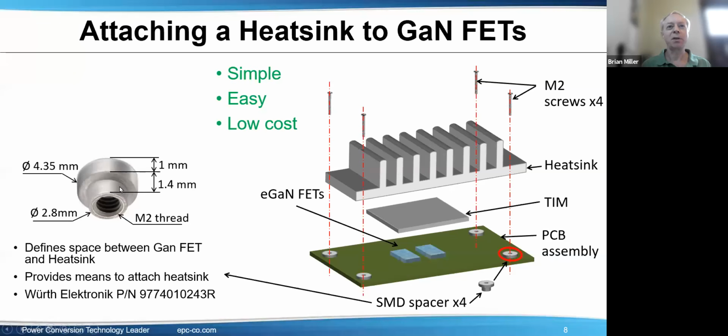Here's a side view. This part, the thin part, goes into the board. The thicker part sticks out of the board, a 1 millimeter section. That creates a 1 millimeter gap. The GaN FETs are less than 1 millimeter, so there's space to put a thermal interface material on top of the FETs, and then take a heat sink and screw the heat sink down onto the screw holes.